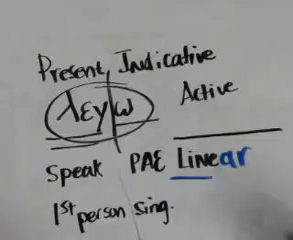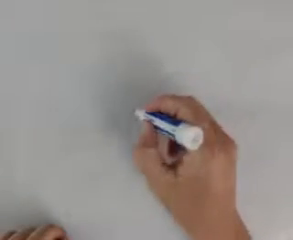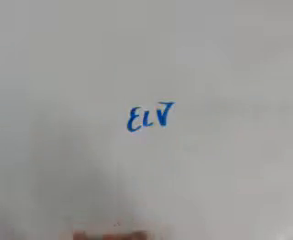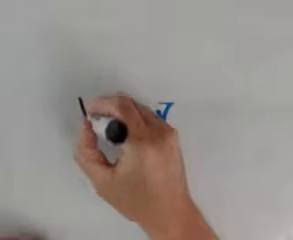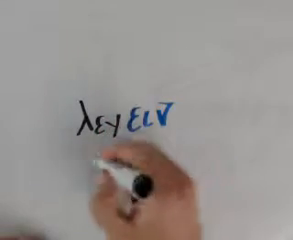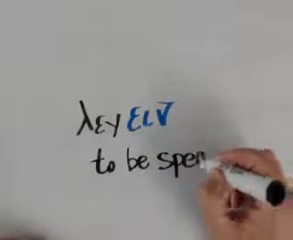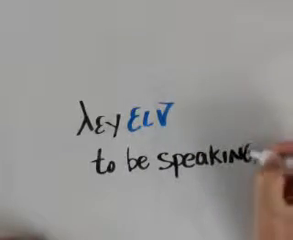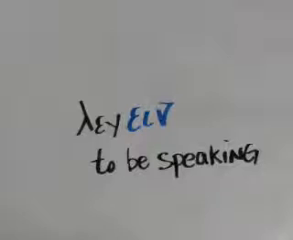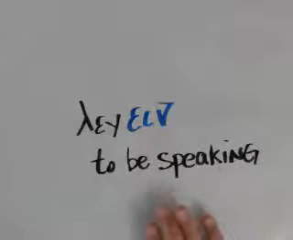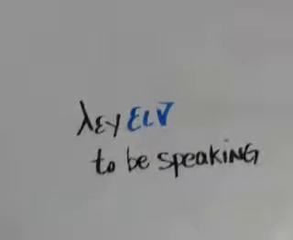And now you can realize all these forms. For example, you have the ending -ein, and you have that stem again, legein, then you know it is to be speaking. To be speaking. So that's your present infinitive, if you will. So that's our very brief lesson.